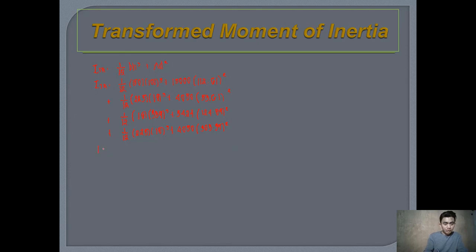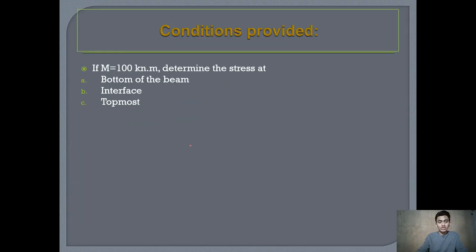All right, now input all of this on your calculator, and then it will give us a total value now for your transformed moment of inertia, which is now equal to 723.903 times 10 raised to 6. This is now millimeter raised to 4 as our final value now for your transformed moment of inertia. All right, so that is for our computation for the transformed moment of inertia. Let us now proceed to the next question.